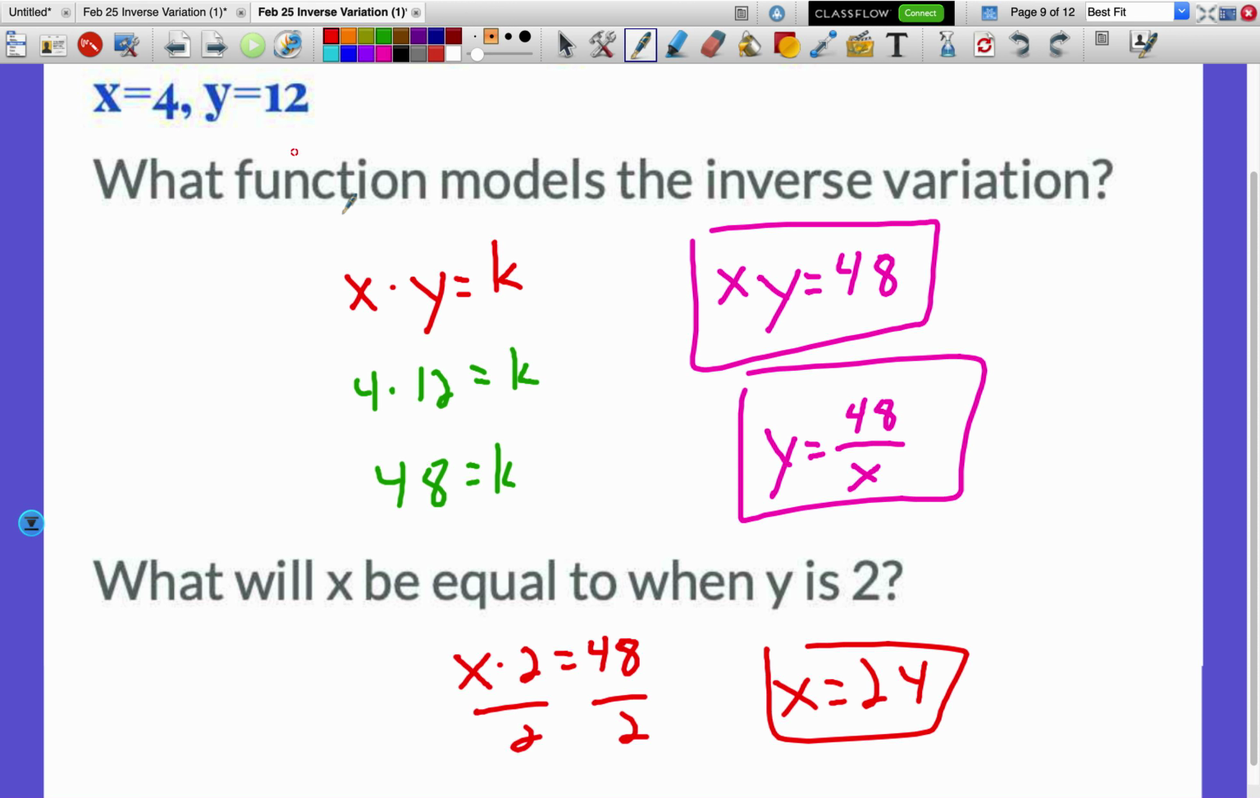Notice the y value came down, so the x value had to go up. With direct variation, they both either go up together or down together. With inverse, when one goes up, the other goes down.